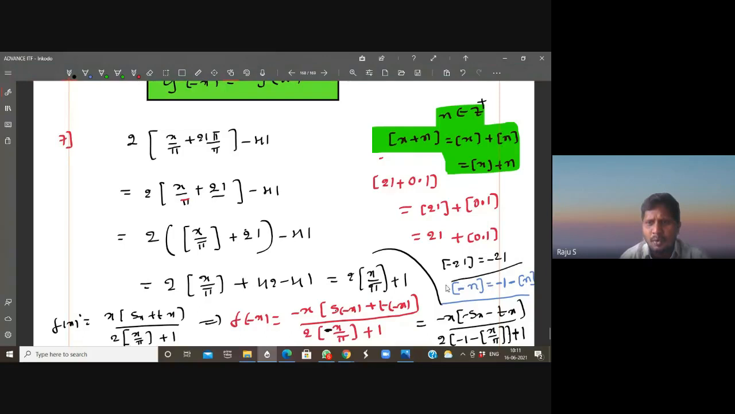This is a property of the greatest integer function. It is for only negative value of n. n belongs to any real number. It may be an even integer also. Here x by 3.14, mostly we are going to get decimal values generally.